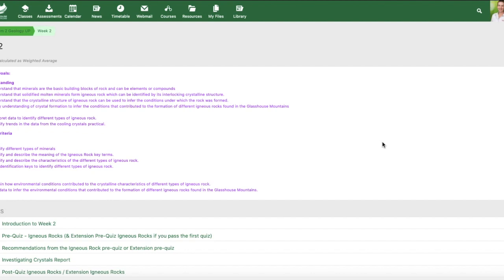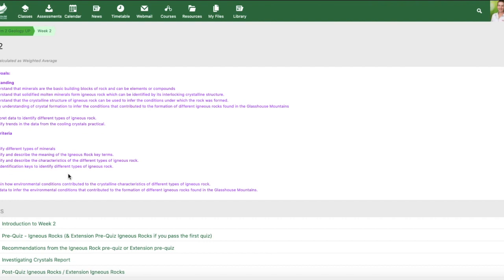So success criteria, you should be able to talk to me about the different types of minerals that you can find in rocks, just basically. You must be able to use a key to identify the different types of igneous rocks. You also need to be able to tell me what the characteristics of the 2 types of igneous rocks are, what their physical characteristics are, and be able to use a key, a basic key, to identify them.